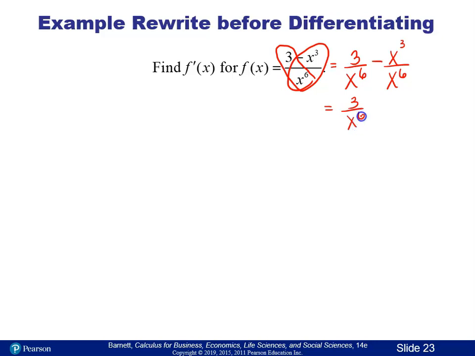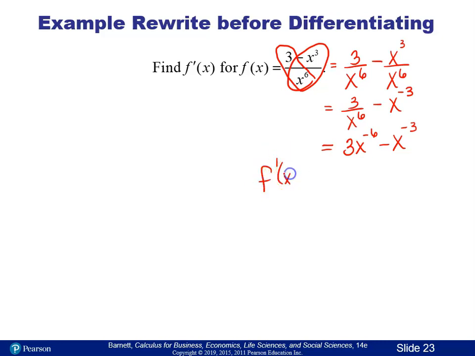Okay, so I'm going to simplify this one here. That'll be x to the negative 3. And this one's going to be 3x to the negative 6, just bringing it up. Okay, all right, so we rewrote it. Now we can take the derivative.